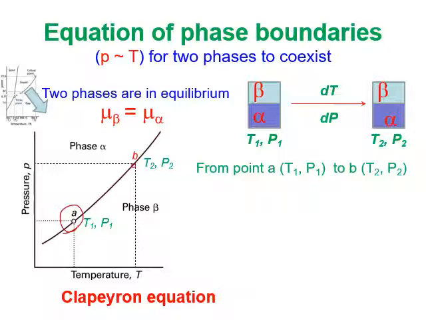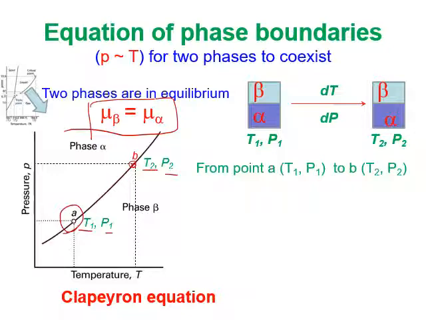Because this is on the phase boundary, that means the two phases are in equilibrium. So alpha and beta are in equilibrium, so the chemical potential must be the same. Now when the temperature changes from T1 to T2, there must be a corresponding pressure change from P1 to P2 so that the two phases are still in equilibrium, because this point is still on the phase boundary. That means the two phases are still in equilibrium.